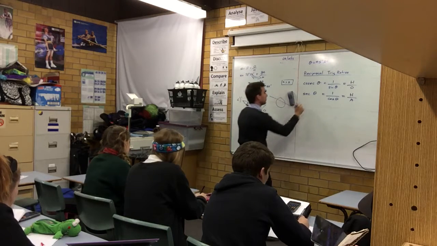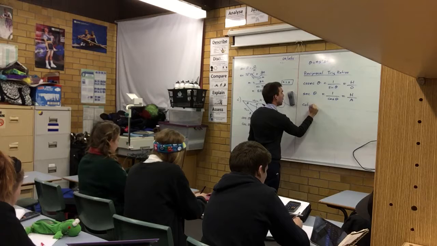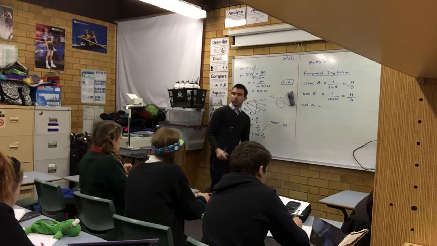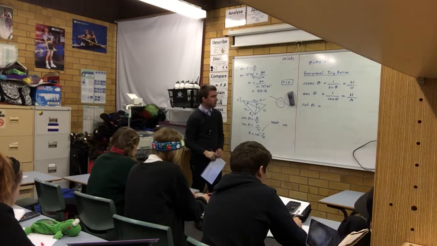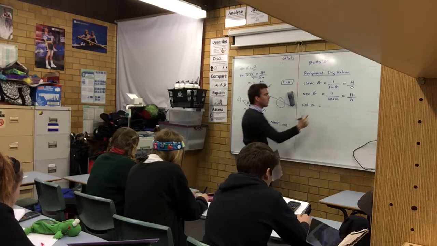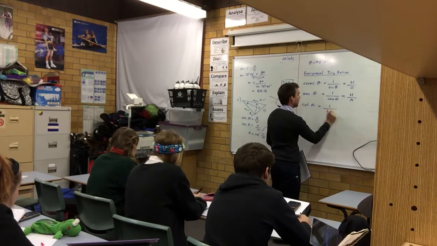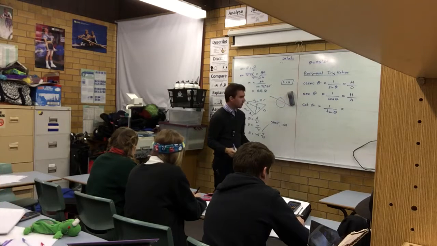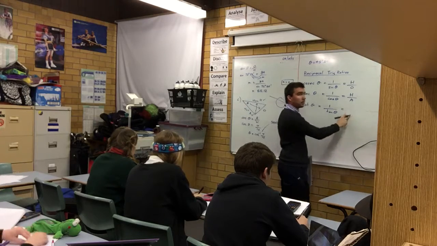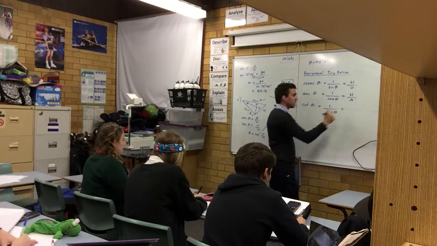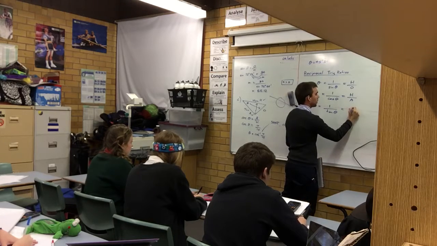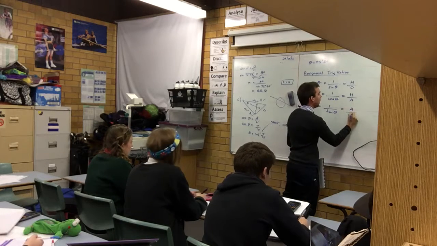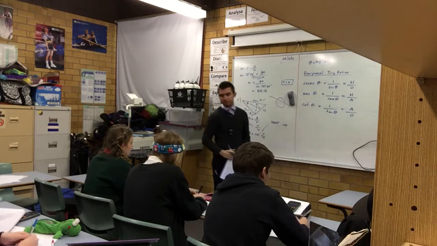Okay, last one is cot theta. Cot is short for cotangent, which is 1 over tan of theta. Tan theta is opposite over adjacent, so cot theta is going to be adjacent over opposite.